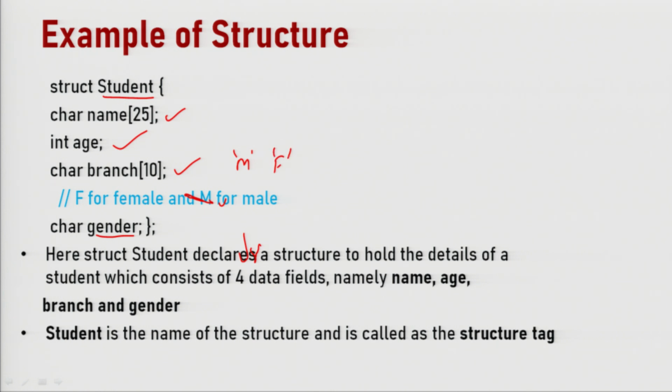So, these are the data fields of this structure. Now, this is the closing of the definition of this structure here. Here struct student declares a structure to hold the details of a student, which consists of 4 data fields, namely the student name, then age, branch and gender. It can have any number of data fields; we can add more fields such as mobile number, address and so on.